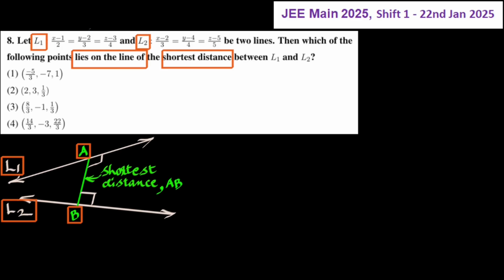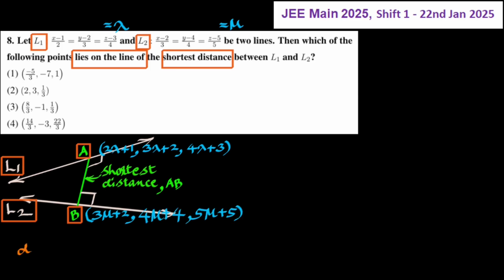Let each ratio in the equation of line L1 be lambda and each ratio in the equation of line L2 be mu. So the coordinates of point A will be 2 lambda plus 1, 3 lambda plus 2 and 4 lambda plus 3. Similarly, the coordinates of point B will be 3 mu plus 2, 4 mu plus 4 and 5 mu plus 5. Now the direction ratios of line AB will be 3 mu plus 2 minus (2 lambda plus 1), 4 mu plus 4 minus (3 lambda plus 2) and 5 mu plus 5 minus (4 lambda plus 3).